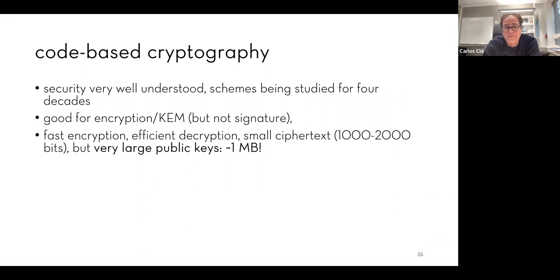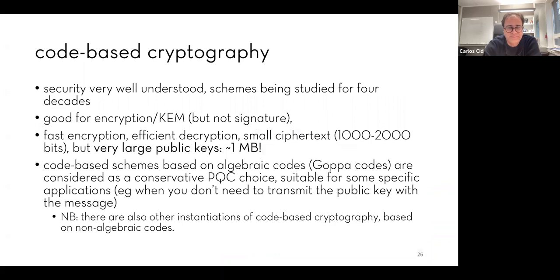The security of code-based cryptography is very well understood. It's quite good for encryption, but not so much for signatures. It has fast encryption, efficient decryption, and the ciphertext is quite small, which is good, but it has a very large public key. For some levels of security the public key is about 1 megabyte. So code-based is considered more of a conservative post-quantum cryptography choice. It's not suitable for all applications, but there are some applications which are considered suitable.